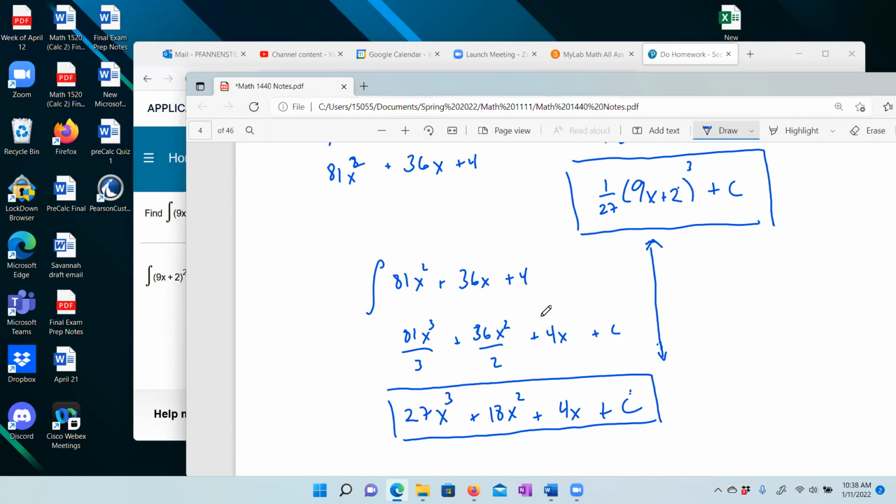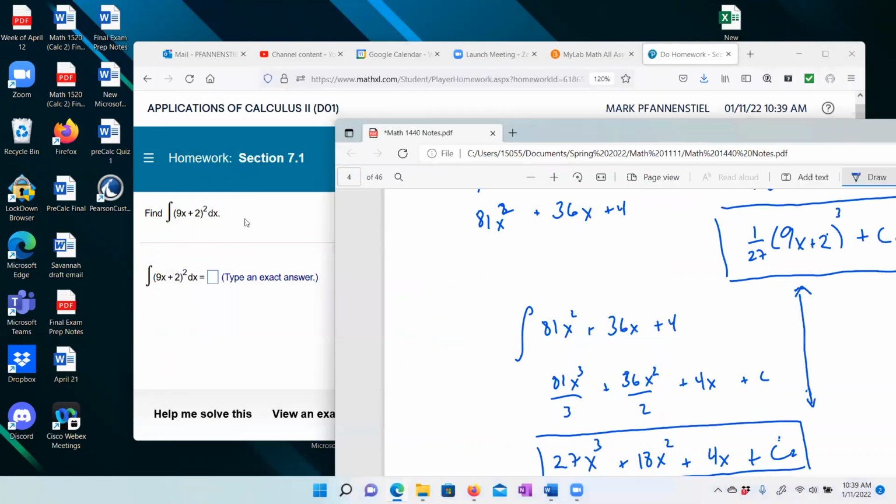So that's if you don't get quite the same thing here. Like if you end up with an 8 over 27, and this one comes up with something a little different, that just means the c's are different. But that's it.